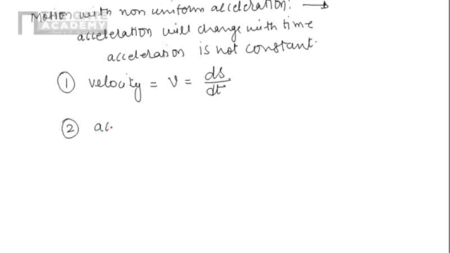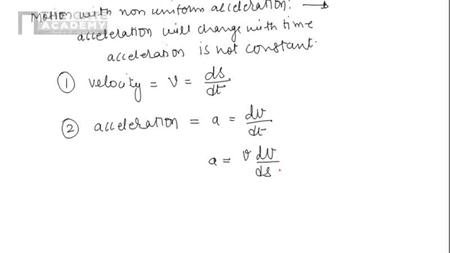For acceleration we can use dv by dt, or one more equation we can use, that is v dv by ds. So these things we can use for solving the problems where the bodies are moving with non-uniform acceleration.